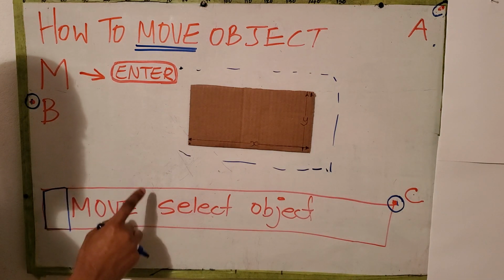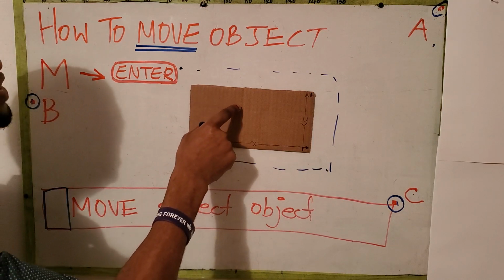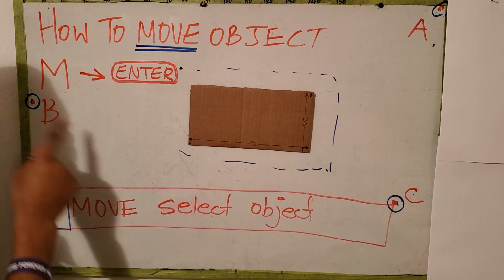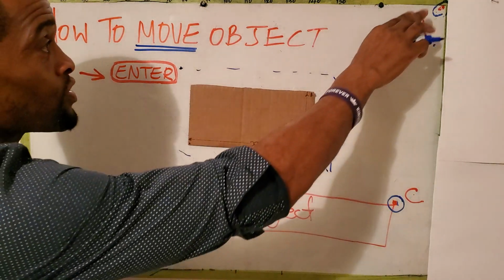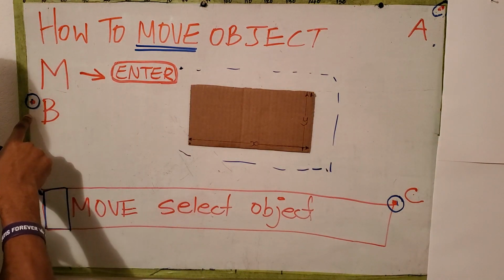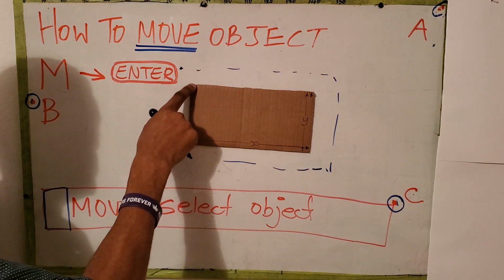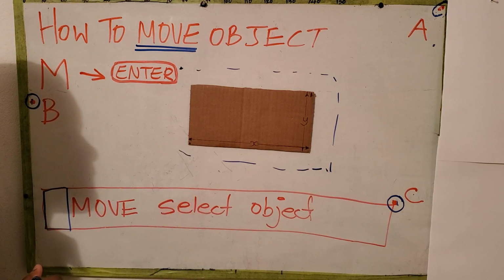This will say specify the base point. Now I wish to move this object from here to this point here, B. Now I can't use this point because this point is over to the right. This is now to the left. So I will need to determine if I want to use this point here as a base point or down here as a base point.